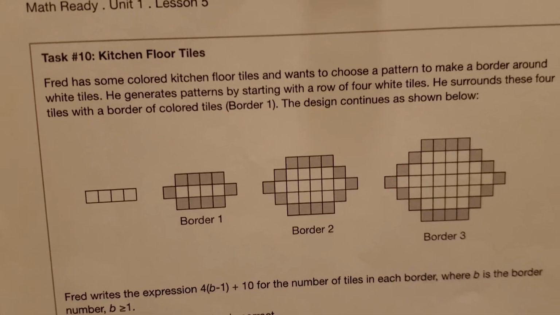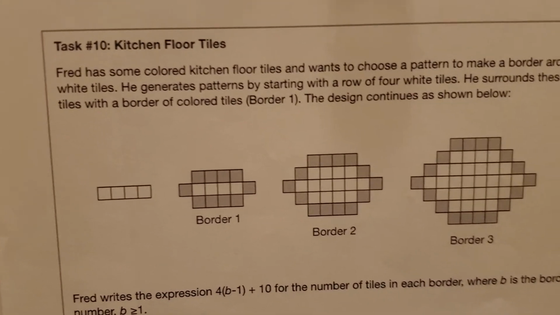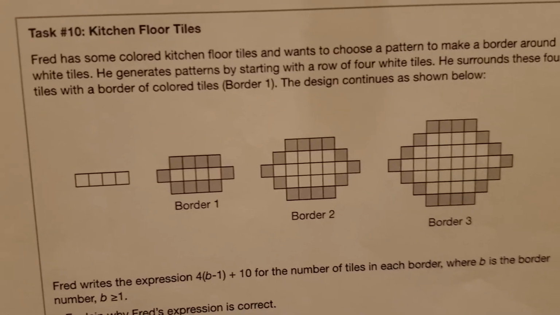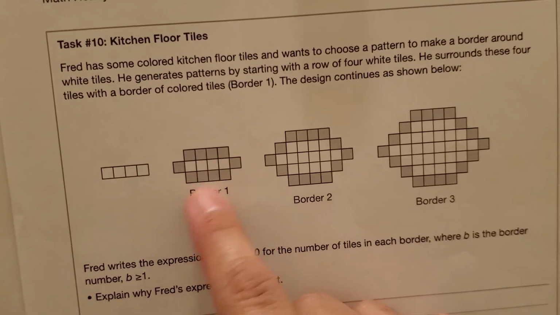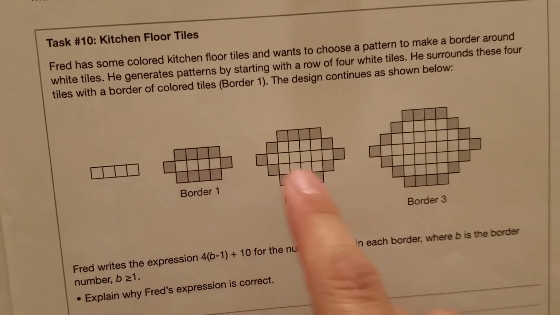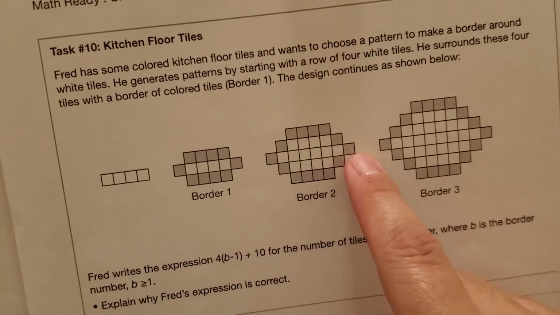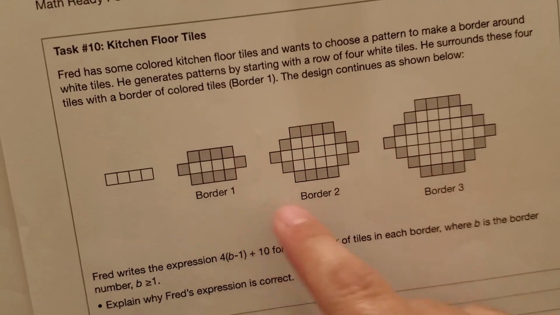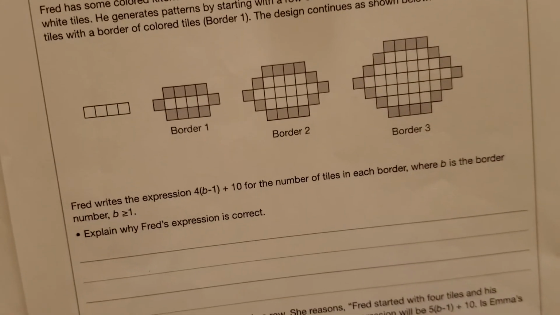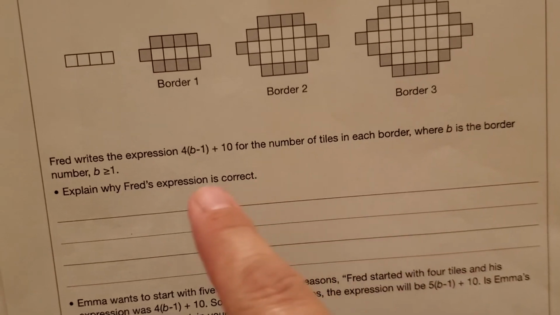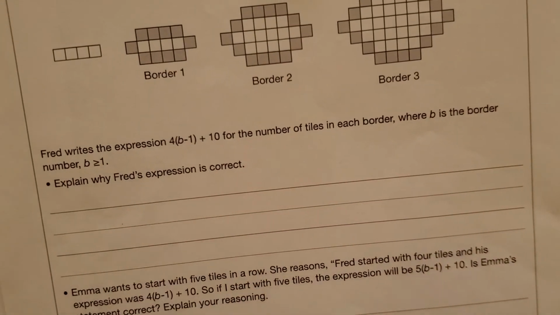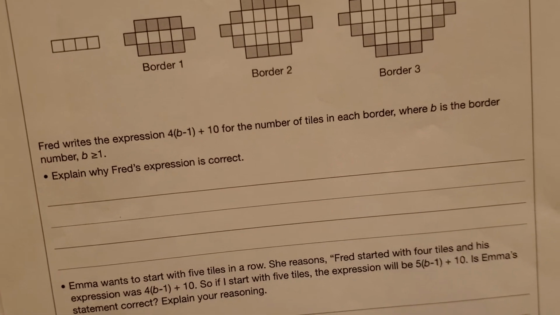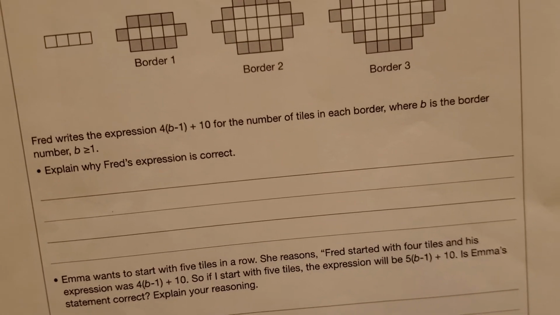Okay, and then task number 10, kitchen floor tiles. This is kind of like the one we just did earlier with the pool, the tiles around the pool. You're going to look for a pattern. If you notice here, you start off with 4 in the middle, and they do 4 and 4 and 1 on each end. Okay, then they make this longer in the middle and add 4 and 4 here, and then that changes the number around the outside and so on, okay? And then Fred writes the expression 4 times (b minus 1) plus 10 for the number of tiles in each border, where b is a border number, b is greater than or equal to 1. Explain why Fred's expression is correct. So see if you can figure out why that's correct.